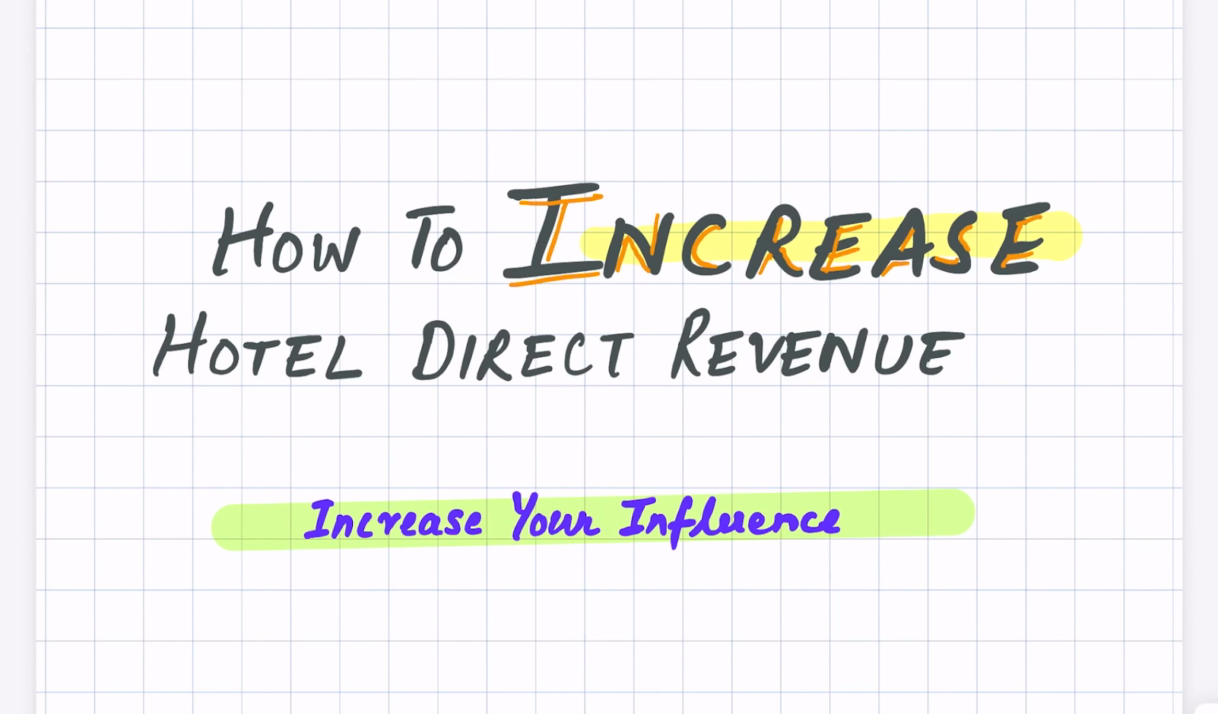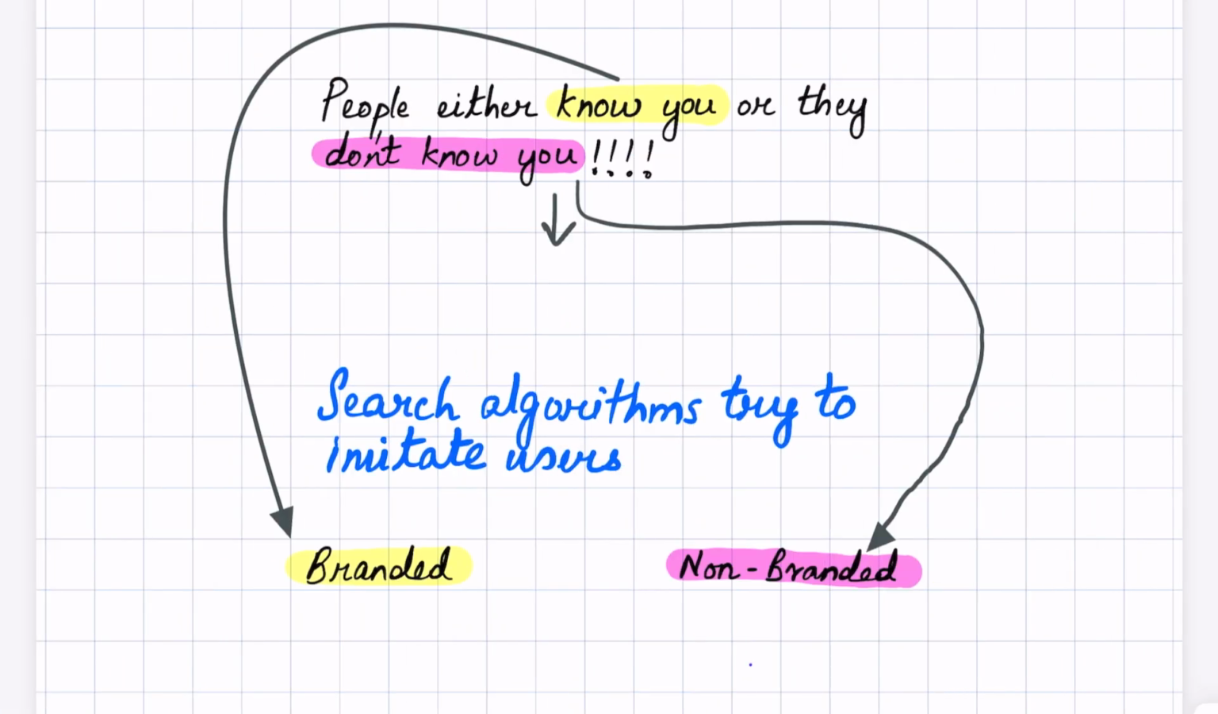How to increase hotel direct revenue by increasing your influence. As they say, people either know you or they don't know you. Search algorithms try to imitate users as much as possible. So if people know you, search algorithms will segregate that search term or keyword as a branded search term. And if people don't know you, and for the kind of searches that users would do, search algorithms will segregate that in something called non-branded search terms or non-branded keywords.